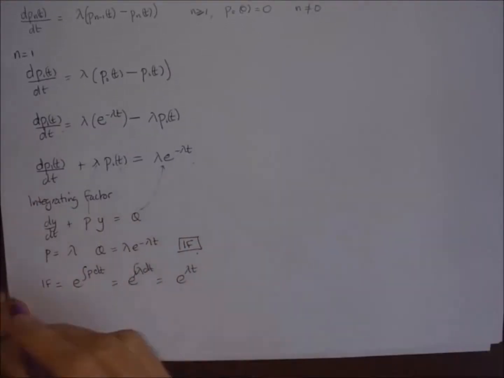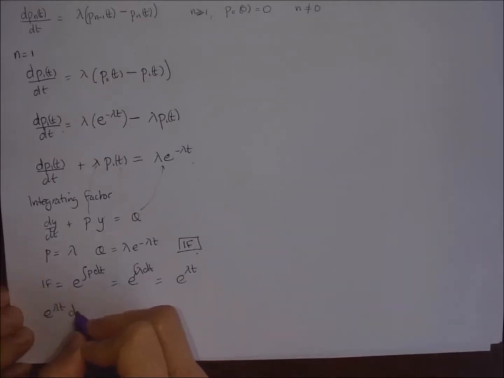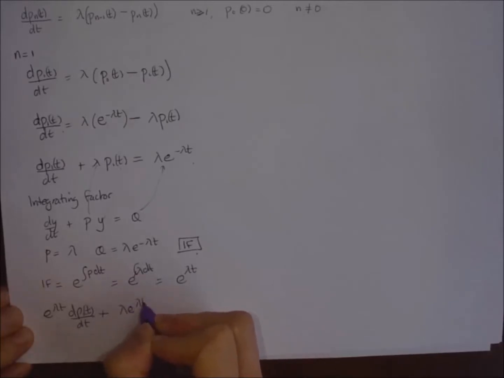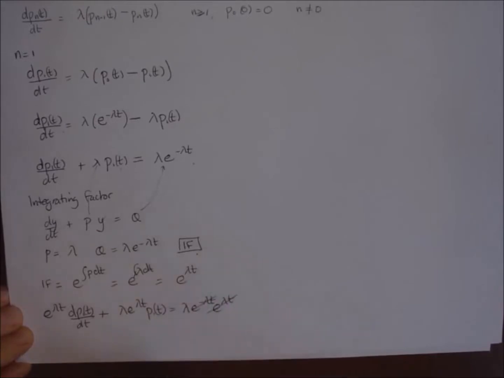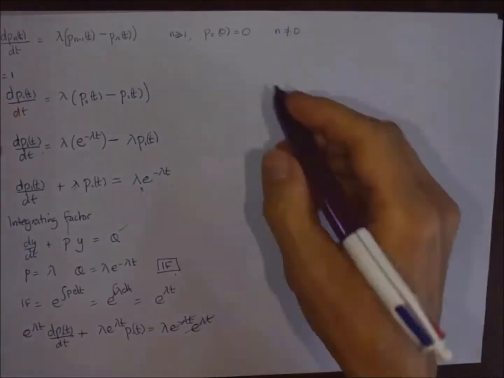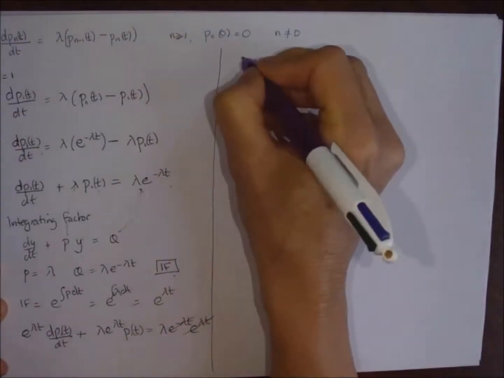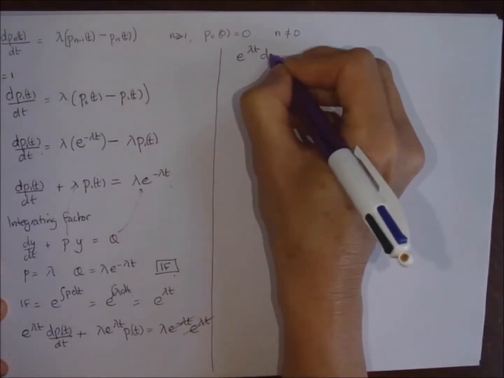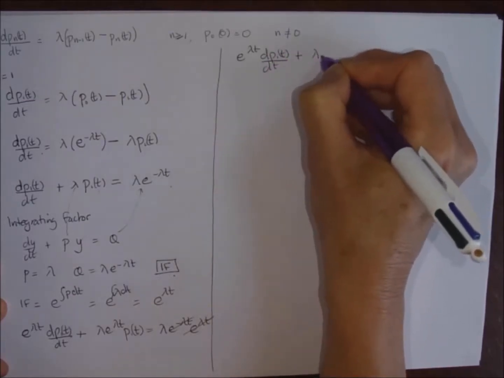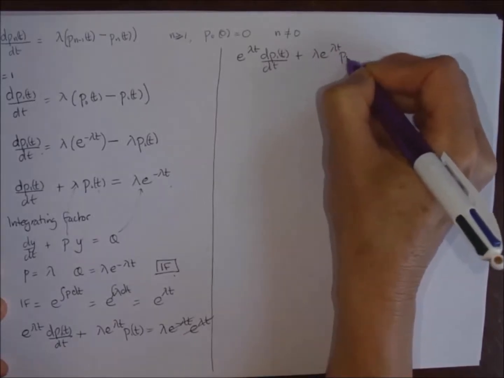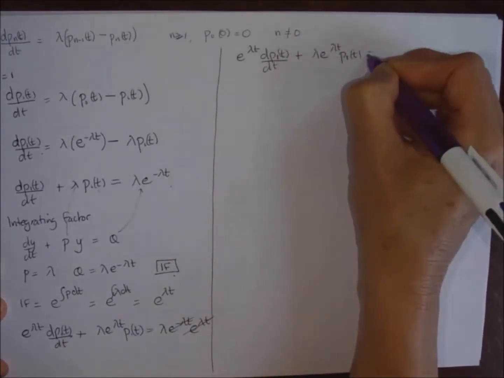Right, so then if we multiply across by the integrating factor, we get e to the lambda t dp1 of t dt plus lambda e to the lambda t p1 of t equals lambda e to the minus lambda t times e to the lambda t, and they cancel each other out. So now we have e to the lambda t dp1 of t dt plus lambda e to the lambda t p1 of t equals lambda.